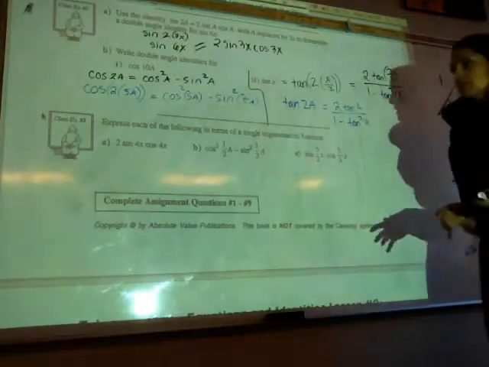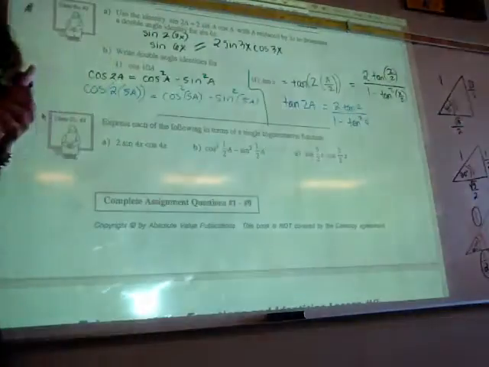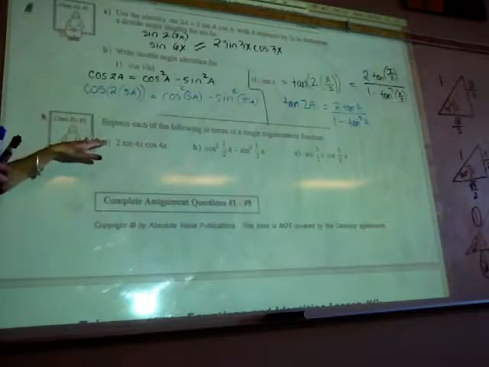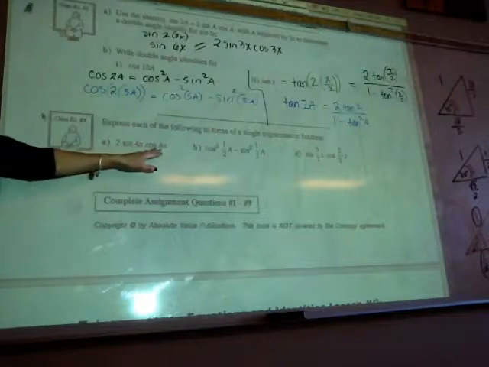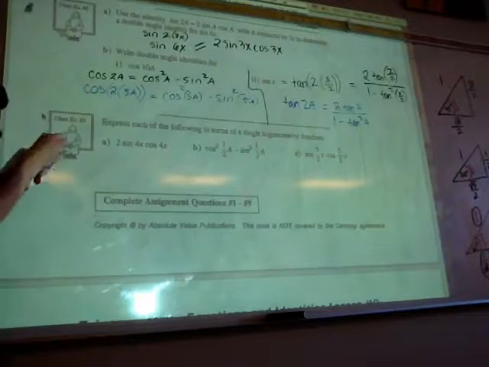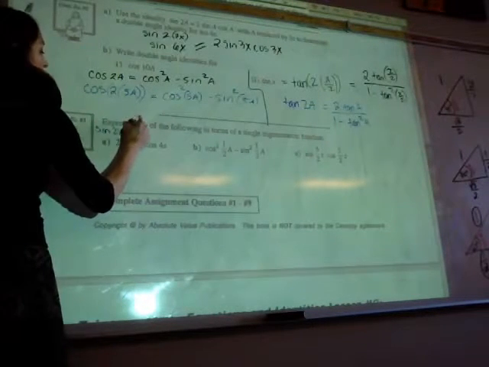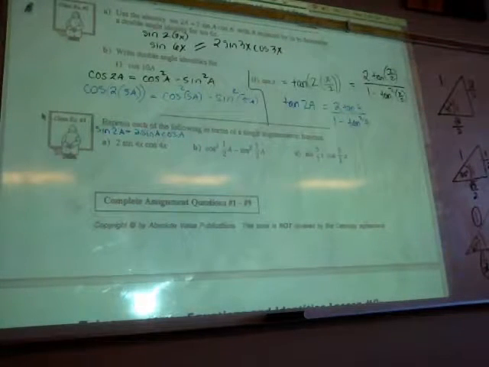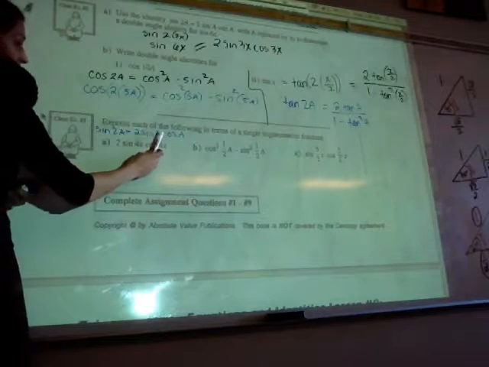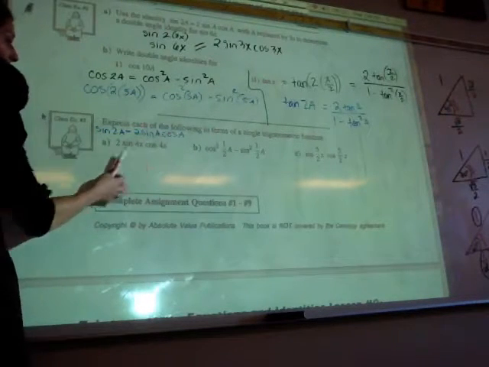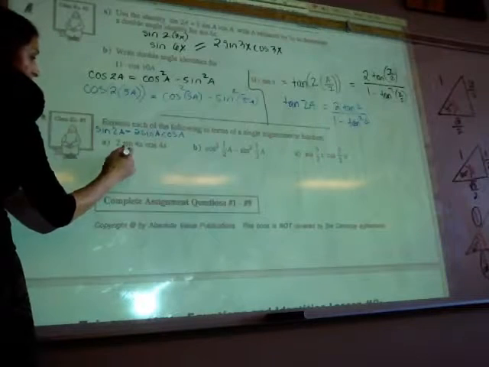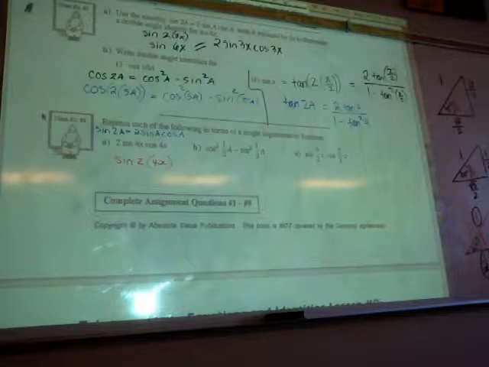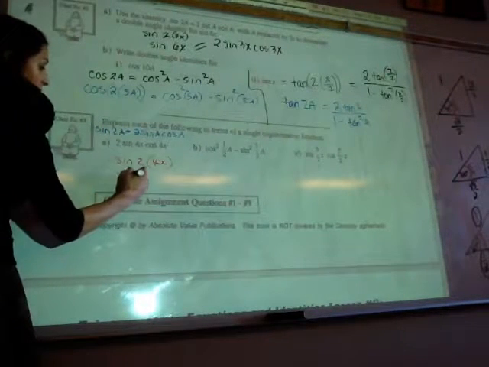Okay, the last little bit. We have to express each of the following as a single trig function. If you were to look at your double angle identities, does this come from sine, cosine, or tan? Sine. Sine 2a equals 2 sine a cosine a. So what will a be replaced with? 4x. So this is going to be equal to sine 2 times 4x. And if we simplify further, we get sine 8x.